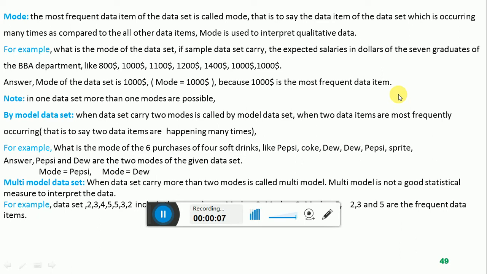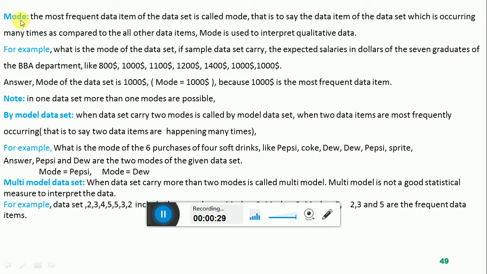Today we will discuss another descriptive statistical tool, mode. Mode is also used to analyze, summarize, present and interpret large data. Mode is used to make the data meaningful, easy to read, and easy to understand. We will start from the concept of mode.